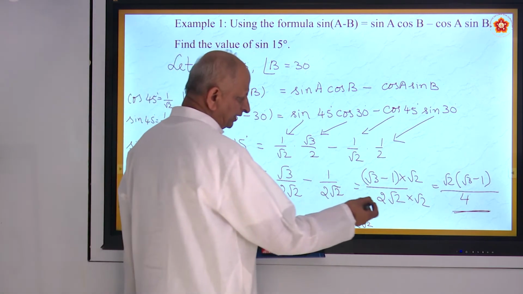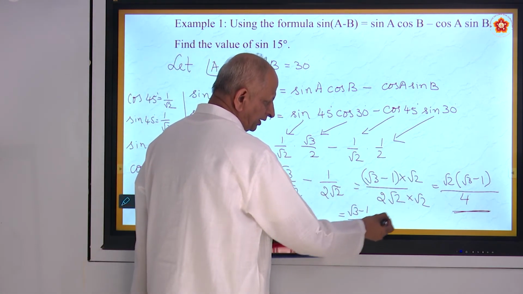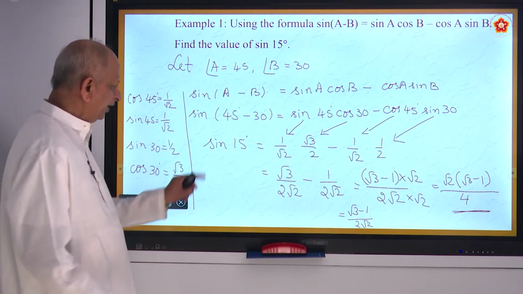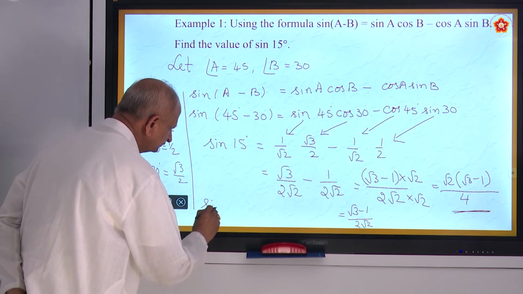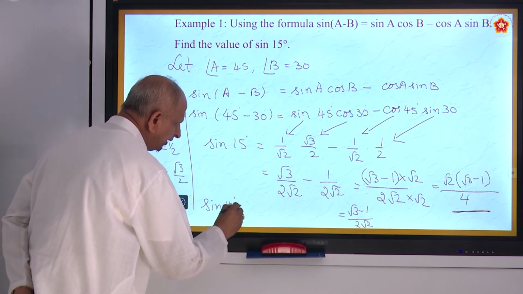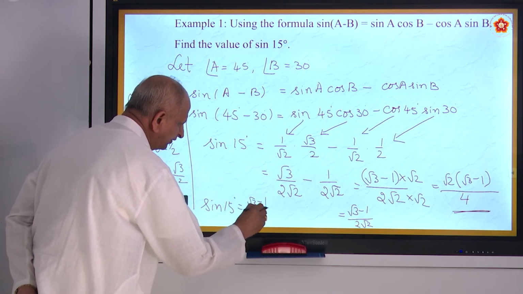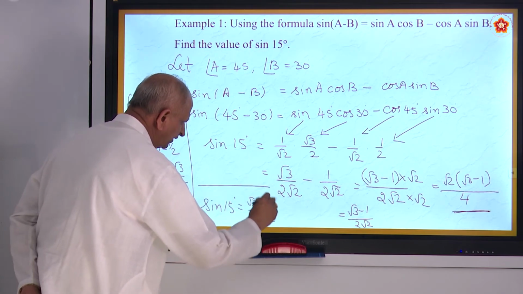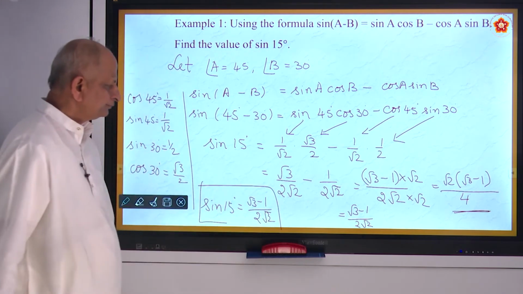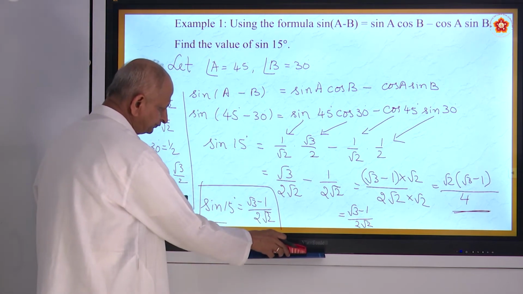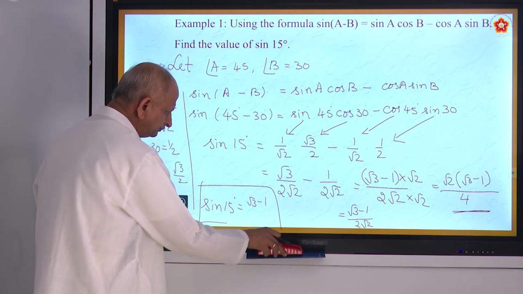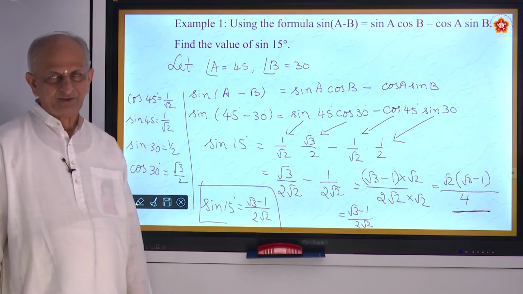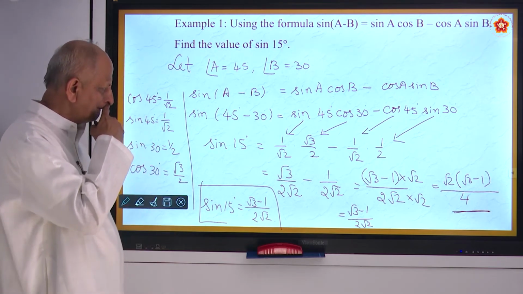Or you can write, that is called rationalizing the denominator. If we multiply by root 2 here, this is the answer. Any one of the two. Okay. So, the value of sine 15 will be equal to root 3 minus 1 by 2 root 2. This is the answer. They asked to evaluate. Evaluate means you have to find a value. That's all.